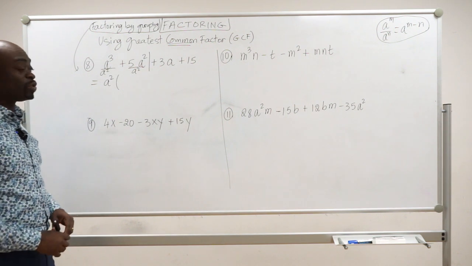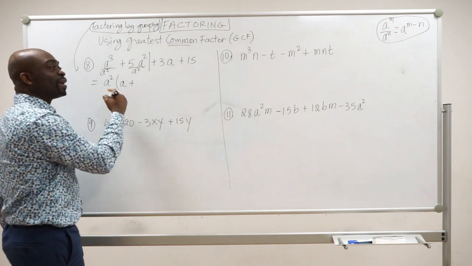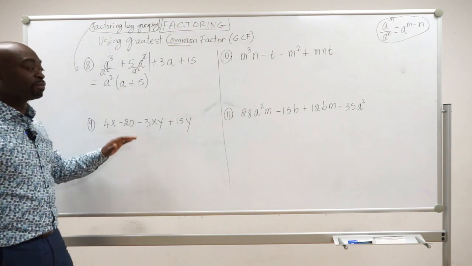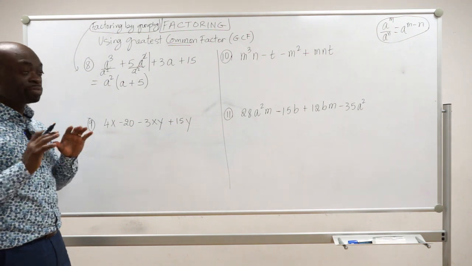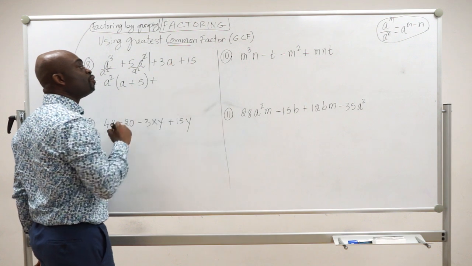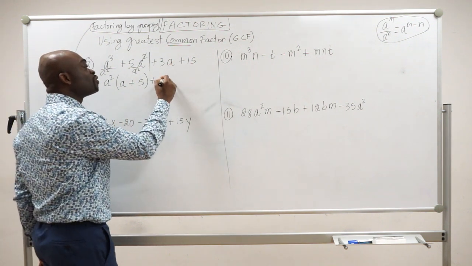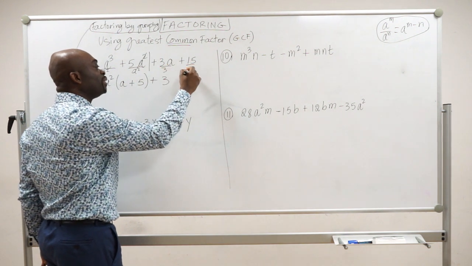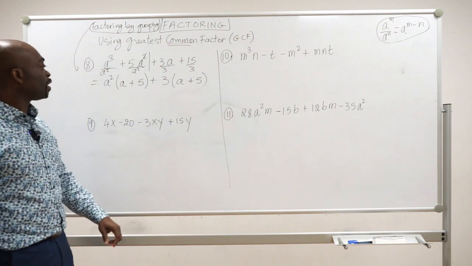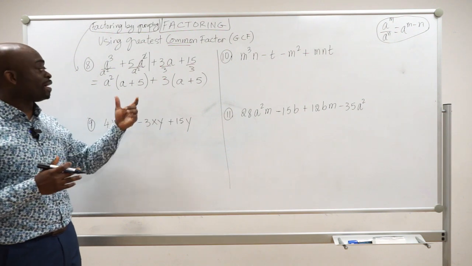And a cubed divided by a squared is going to give us a. Plus, now 5 divided by 1 is 5, and then a squared divided by a squared is out. See how we just did this? Simple as that. Now we go here. Plus, what do we have in common here? 3, obviously. This one is a 3, so you divide by 3 and 3, and then you end up with a plus 5.